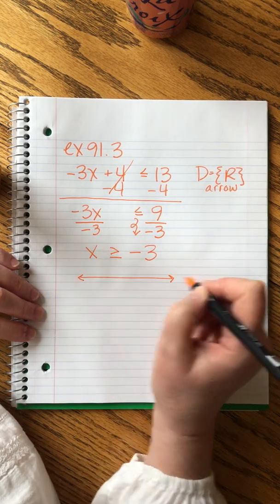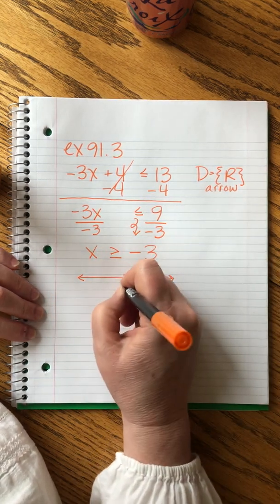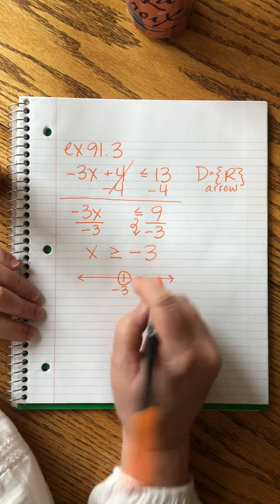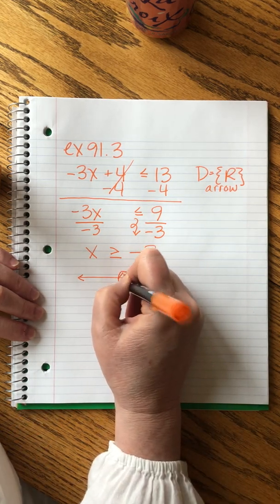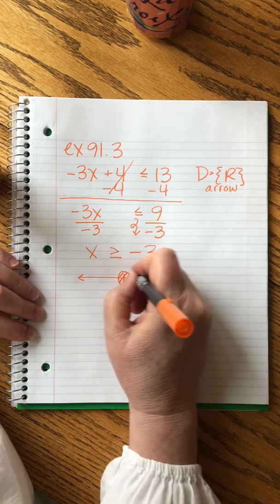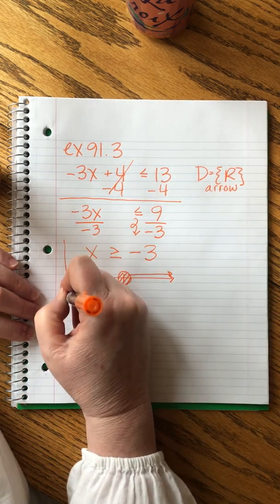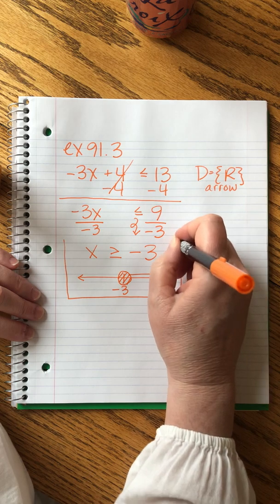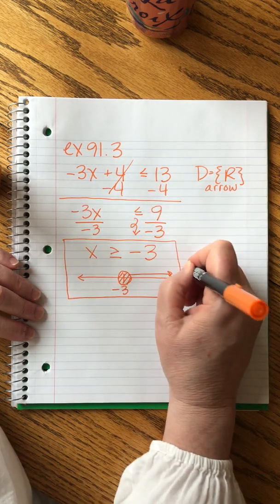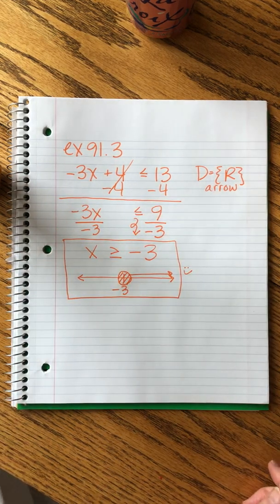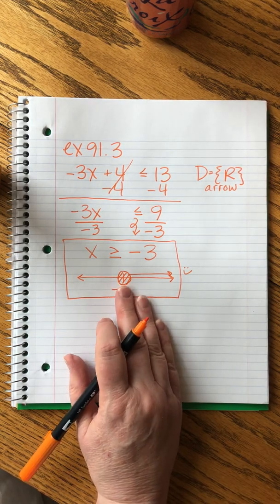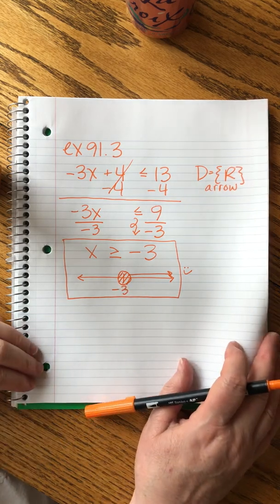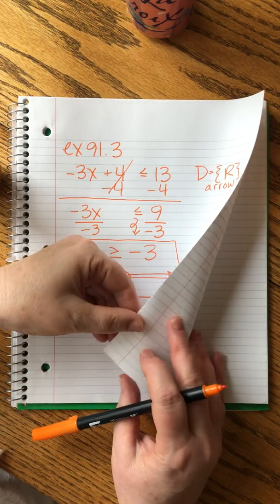So here's a quick little sketch. All I have to do is put in the -3. I circle it. Do I want to color that in? Yes, because that's an equal sign. And then I want the values greater than. So here is a nice, neat little answer package. Beautiful, right? Keep your number lines as simple as you can. Okay, let's change gears.